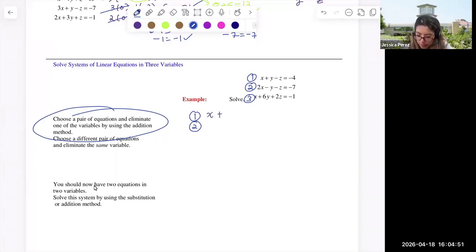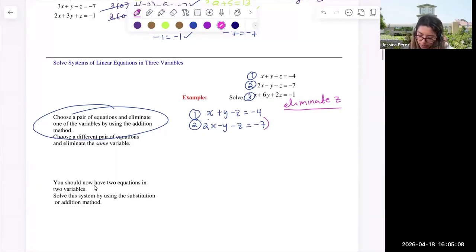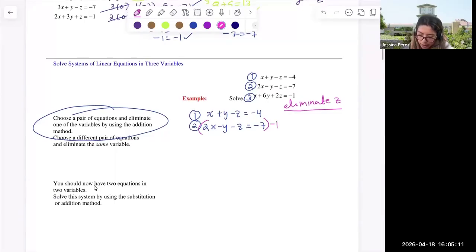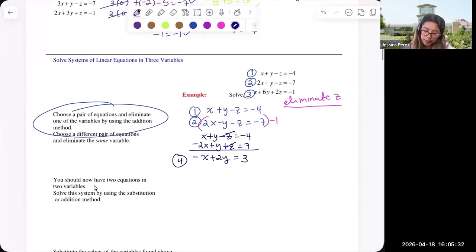So I have x plus y minus z is equal to -4. And then I have 2x minus y minus z equal -7. I want to eliminate z. So to eliminate z, I'm going to multiply the bottom equation by a -1. When I do that, I have x plus y minus z equal -4, -2x plus y plus z equals 7. And then I get -x plus 2y, the z will cancel, is equal to +3. This is going to be my new equation 4.